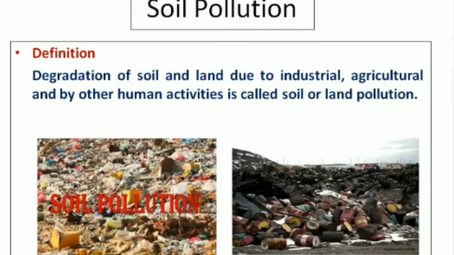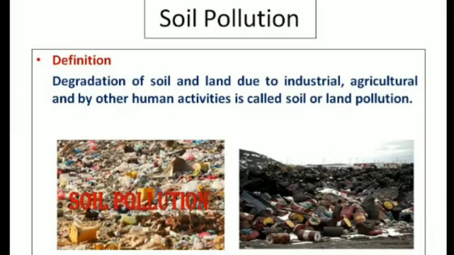Next, let us see soil pollution in detail. Now we know that due to human activities and other things, soil is getting polluted. Soil pollution means degradation of the soil and land due to industrial, agricultural and other human activities. That is called soil or land pollution. If you have degradation of soil or land, it will have a lot of negative impact on the environment. Soil pollution refers to the contamination of the soil. This happens mainly due to human activities, or sometimes it may occur due to natural processes also.